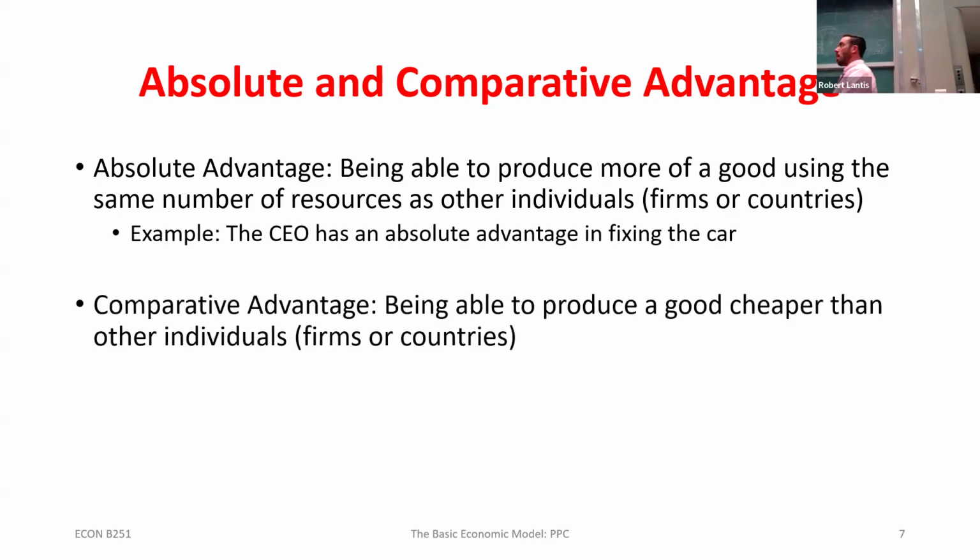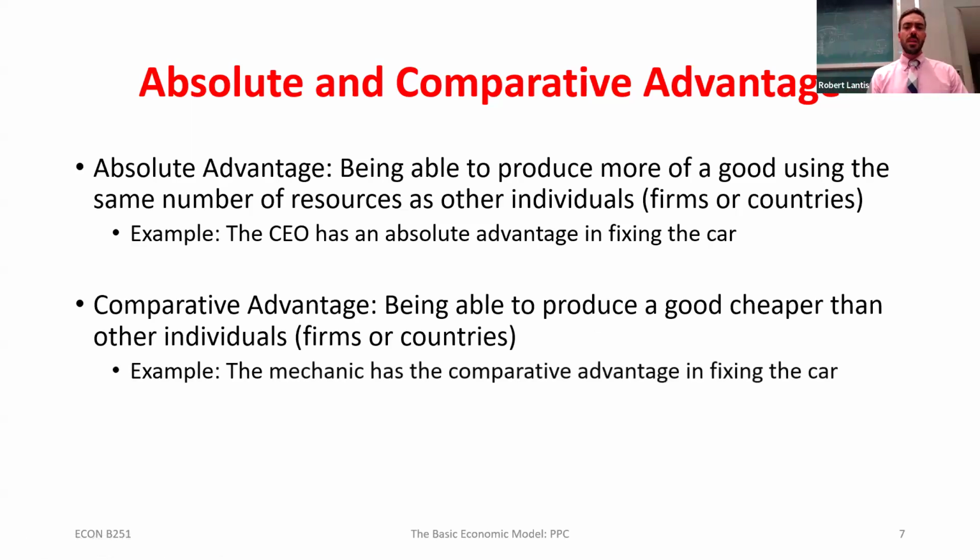A comparative advantage, however, is can I produce something at a lower cost? Right? If the mechanic and the CEO's times are valued differently, giving up 1 hour from the CEO is actually a much higher cost than the mechanic giving up 3 hours. You could think about this as individuals, firms, countries, whatever. We can do several different types of examples here. Whoever can produce a good the cheapest or at the lowest cost, we say they have a comparative advantage. So in our example, the mechanic has a comparative advantage.